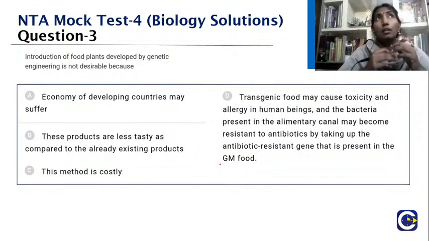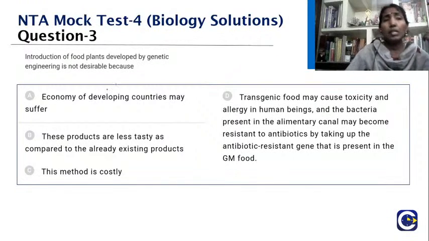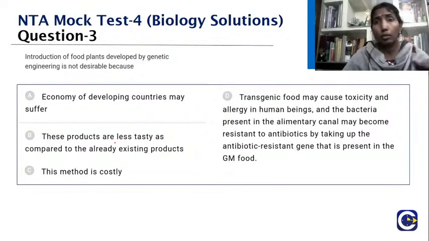When I think about this, genetic engineering is done to improve the quality as well as the quantity of food plants, because they want to meet the demands of the exploding population. But how is this being done? What do you need to know? When you see the economy of developing countries, most people say that the economy of the developing countries may suffer, but this is not the actual solution.